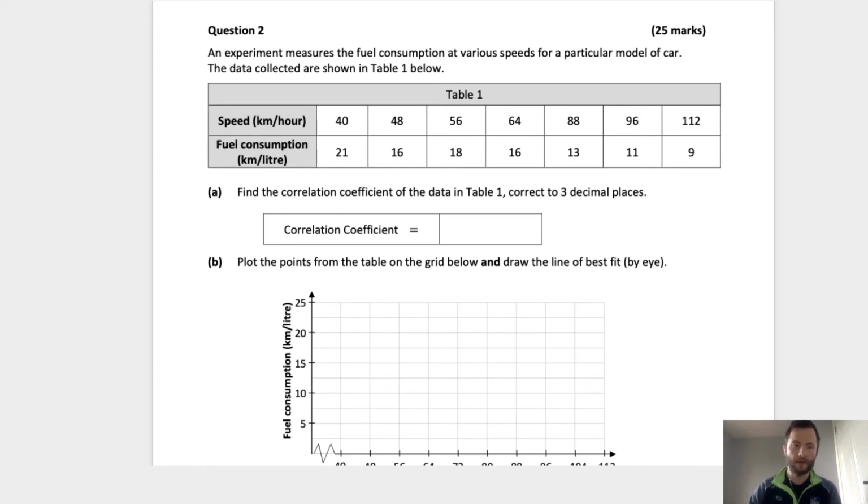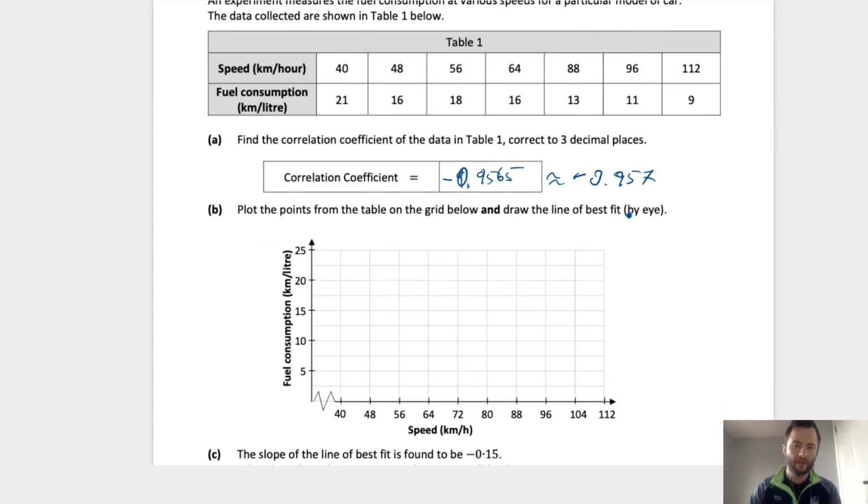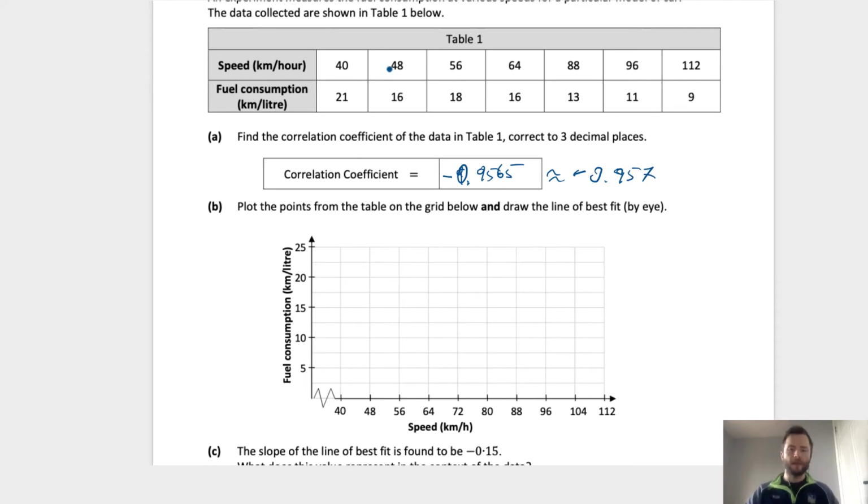So we have to find the correlation coefficient, and the easiest way to do it would be to go to the stats mode on your calculator, enter the table data, and then find the value of the correlation coefficient from the statistics parameter on your calculator as well. In any case, the value of this correlation coefficient is equal to minus 0.9565. So corrected to 3 decimal places, we round up, so that will be minus 0.957.